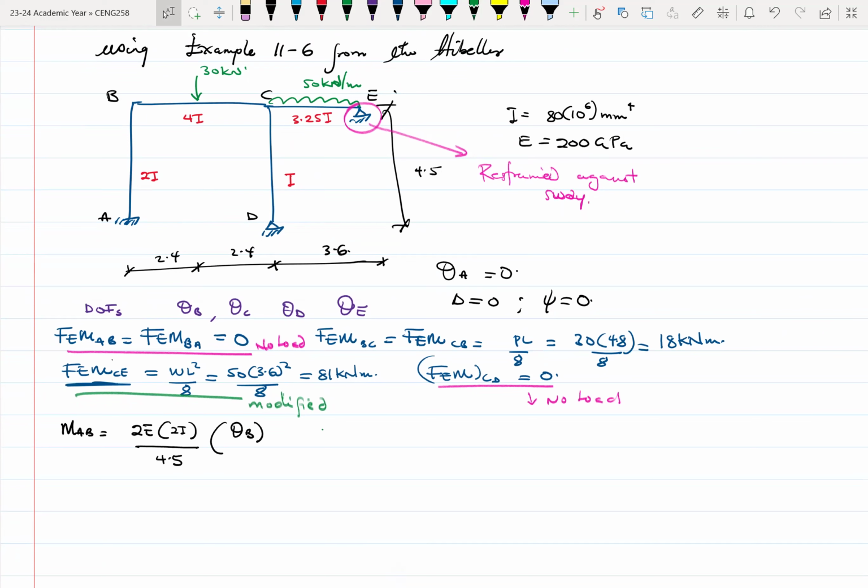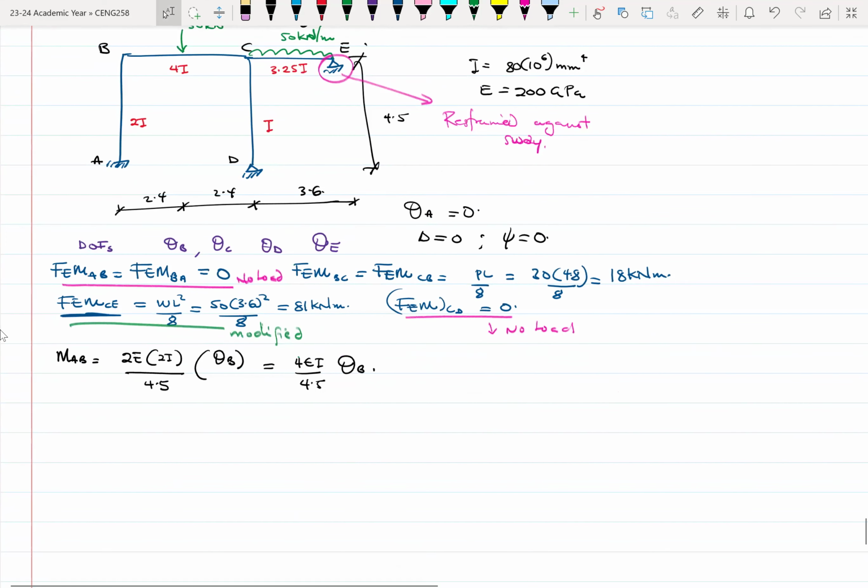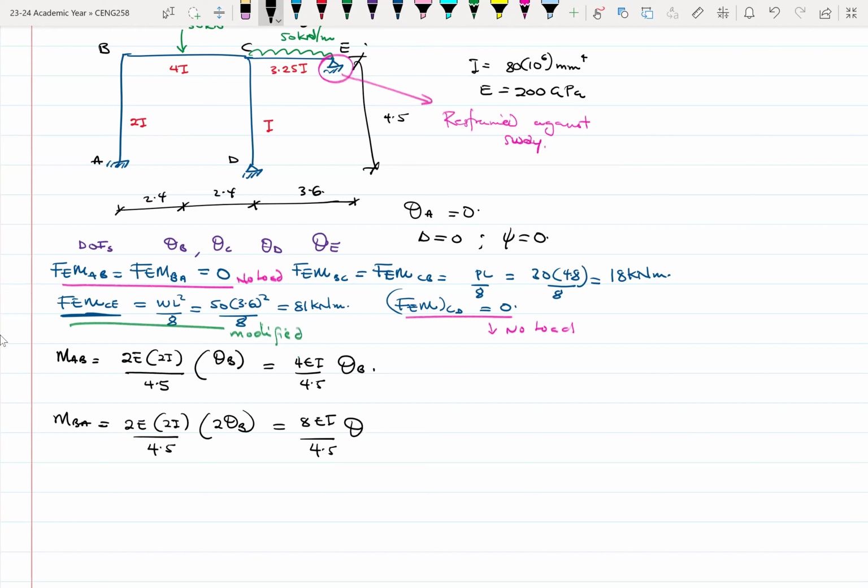So this is 0. For this end, it will be 4EI over 4.5 theta B. So that's for MAB. Then MBA will be 2E times 2I over 4.5 times 2 theta B, and that'll give me 8EI over 4.5 theta B.